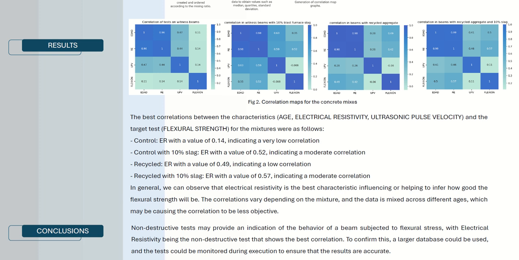In general, we can observe that the electrical resistivity is the best characteristic for helping to infer how good the flexural strength will be. The correlation varies depending on the mixture, and the data is mixed across different ages, which may be causing the correlation to be less objective.